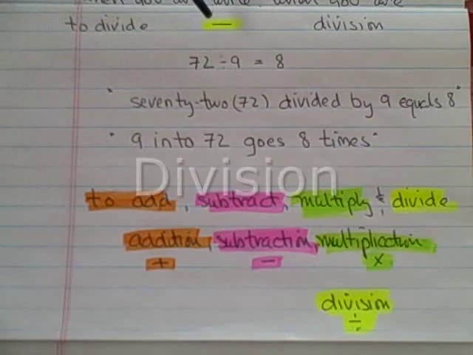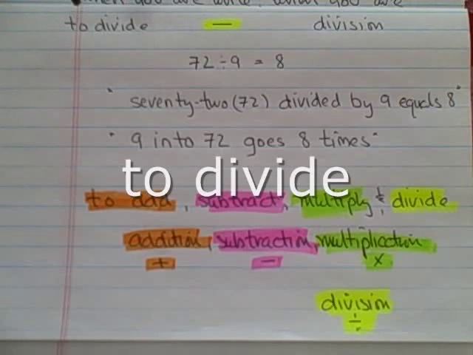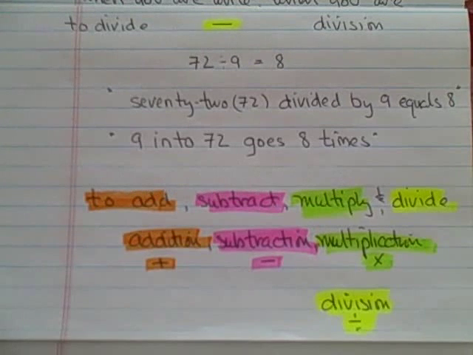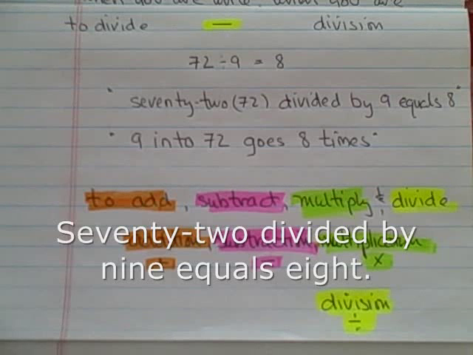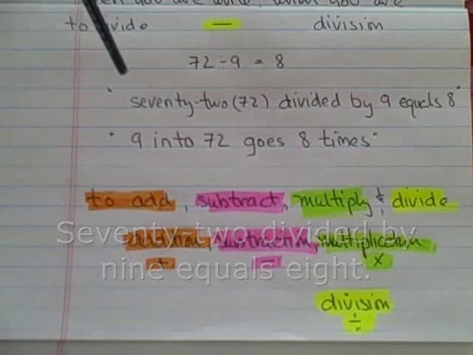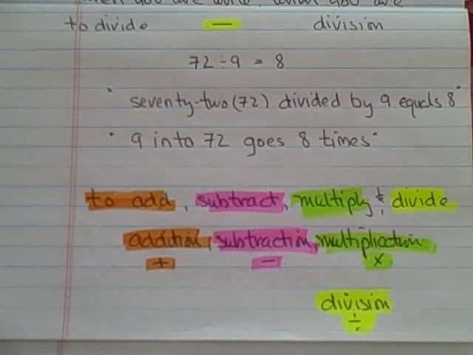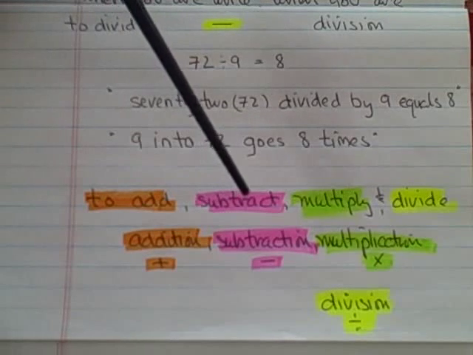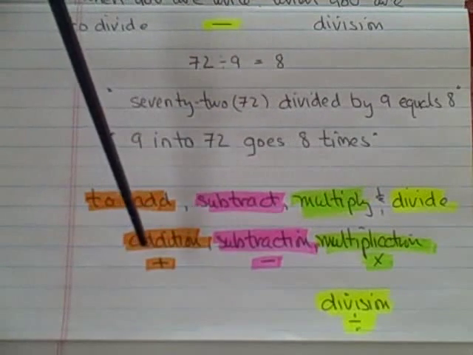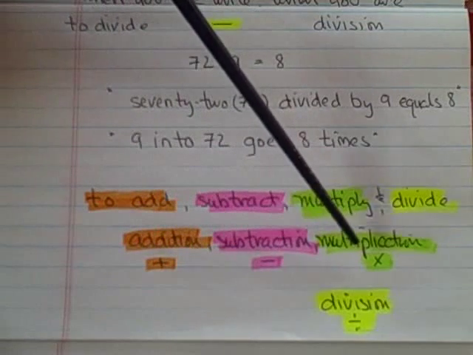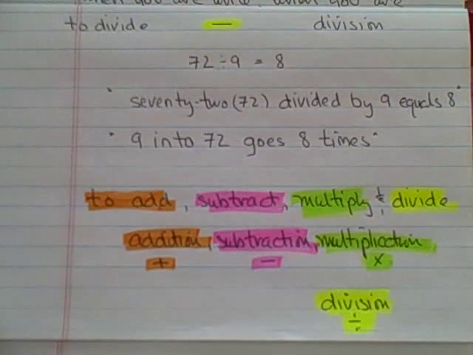This is the sign for division, the symbol for division. To divide is the verb. How would you say this? You would say 72 divided by 9 equals 8. Or 9 into 72 goes 8 times. So those are the symbols, the signs in arithmetic, the processes to add, subtract, multiply, and divide. The signs for addition, subtraction, multiplication, and division.